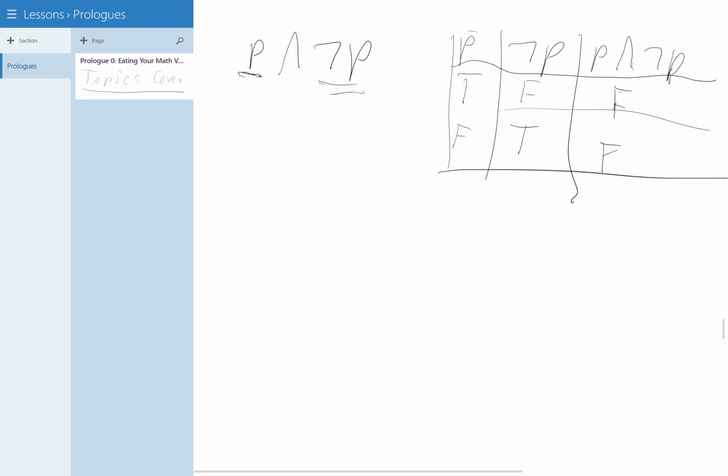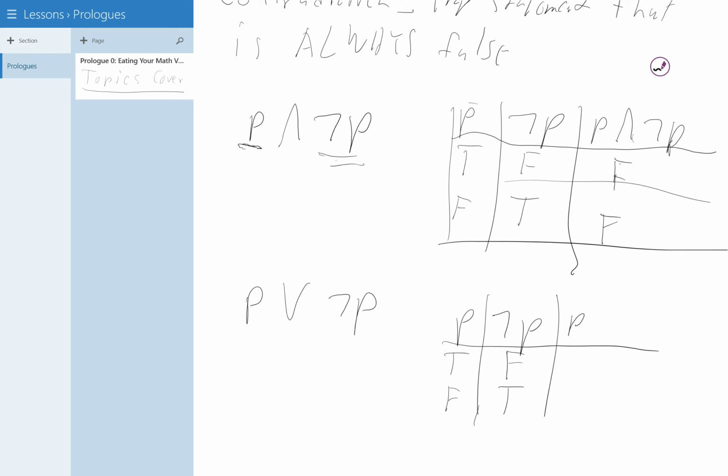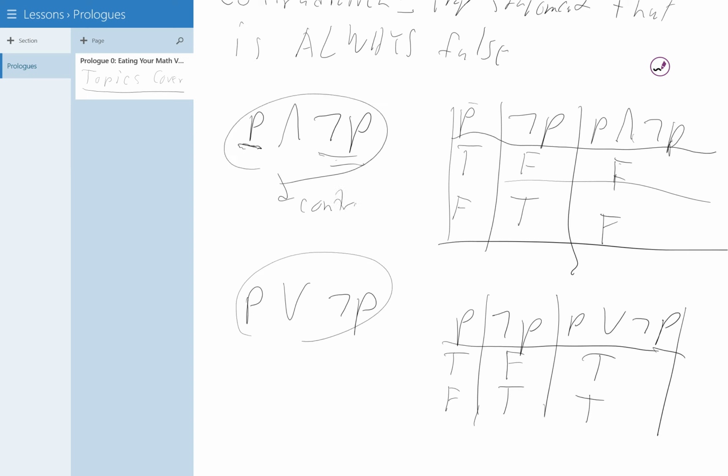It's always false. Now, on the opposite, what if we had something like P or not P? Let's try that one. If P is true, then not P is false; if P is false, then not P is true. Now let's do P or not P. Only one of them has to be true, so this statement is always true. This one's a contradiction. This one's a tautology.